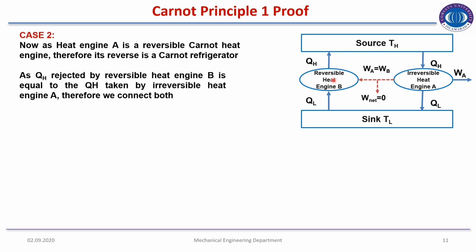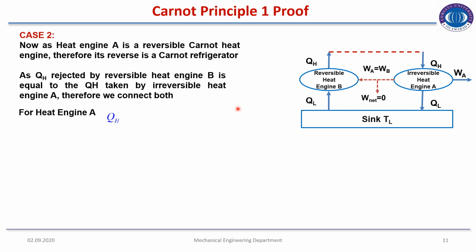Therefore, we connect both these. As you can see, QH is the amount of heat that is rejected out by heat engine B, that is basically a refrigerator. So QH is the amount of heat that is rejected out by the refrigerator, and QH is the similar amount of heat that is taken in by heat engine A. So we remove the source and connect both these points.